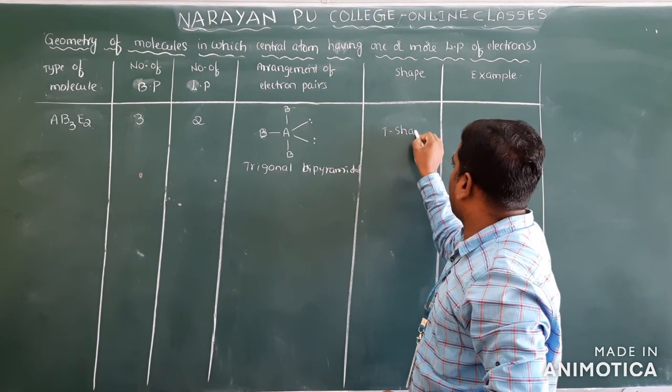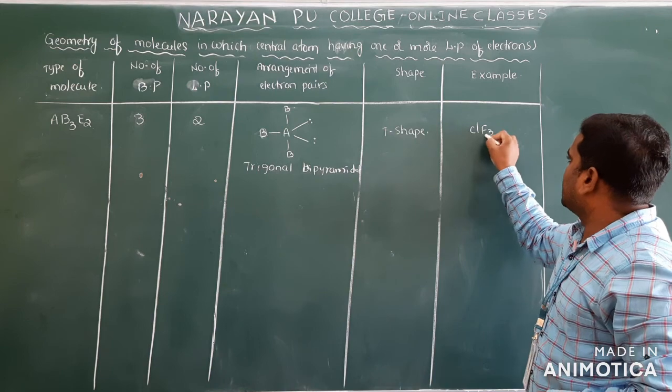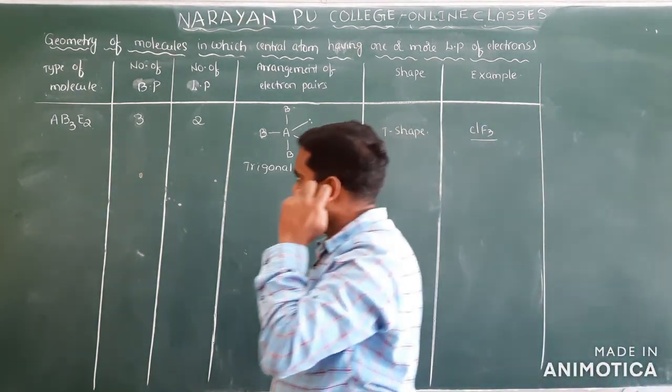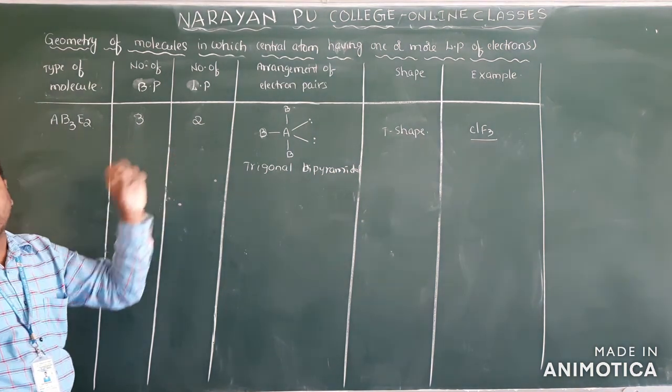What is the molecule shape here? T-shape. The best example is ClF3 for this molecule. Clear no? So this is about five pairs of electrons. 5 electron pairs are there. In that, 3 are bond pairs and 2 are lone pairs.